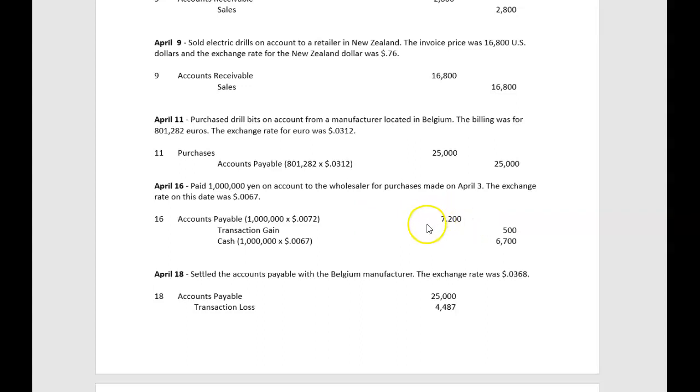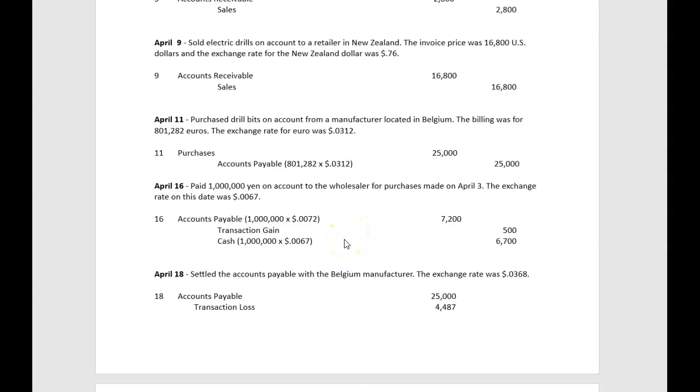So the payable is going to be paid in full. We'll debit that for the full 7,200. We're only paying out 6,700, the million yen at 0.0067. So the difference is a transaction gain. If it had gone the other way, we would potentially have a transaction loss. We're going to see that in the next one.